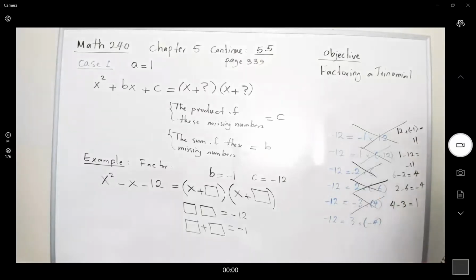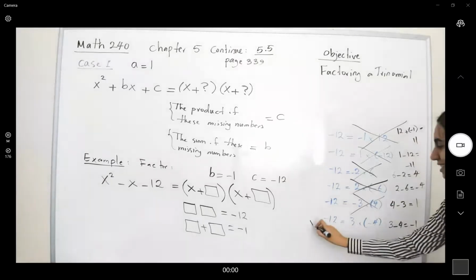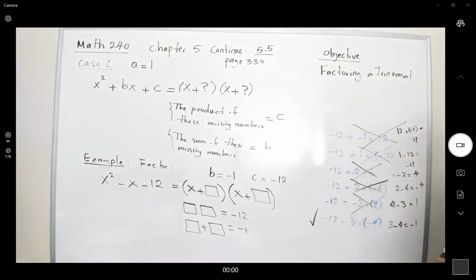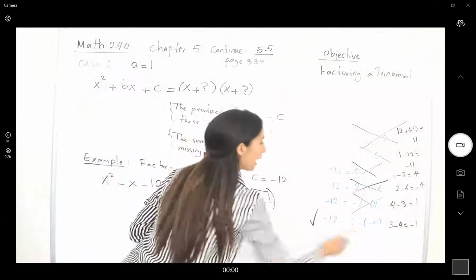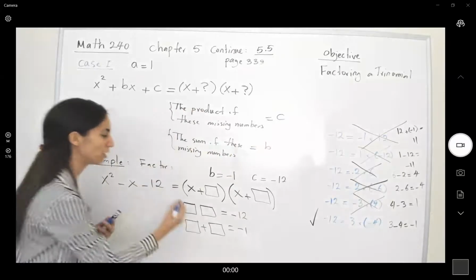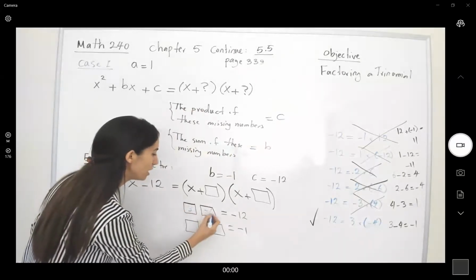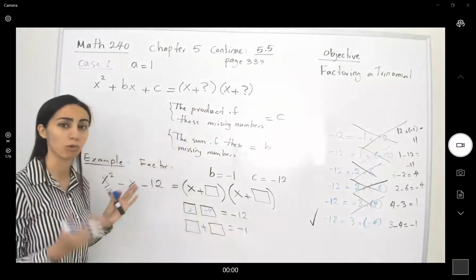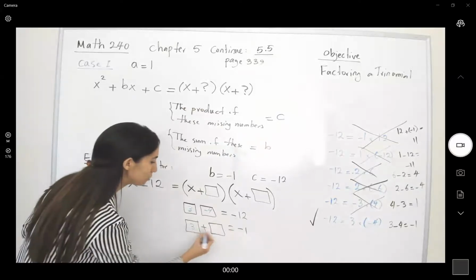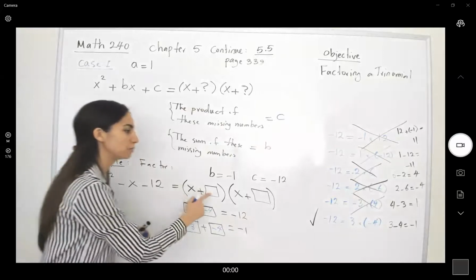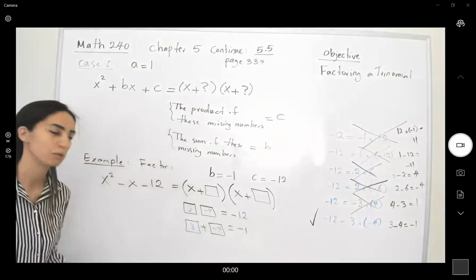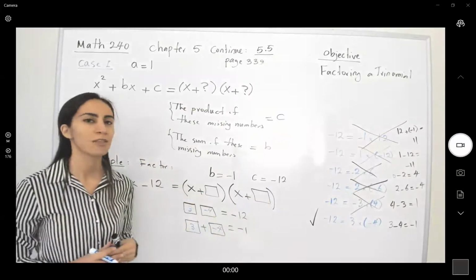Finally, 3 and negative 4. 3 minus 4 gives me minus 1. This is the option that I'm looking for. So what are these missing numbers? 3 and minus 4. 3 times minus 4 is negative 12 if you multiply them. And if you add them together, the outcome is negative 1. So these missing boxes, one of them is 3, the other one is negative 4.